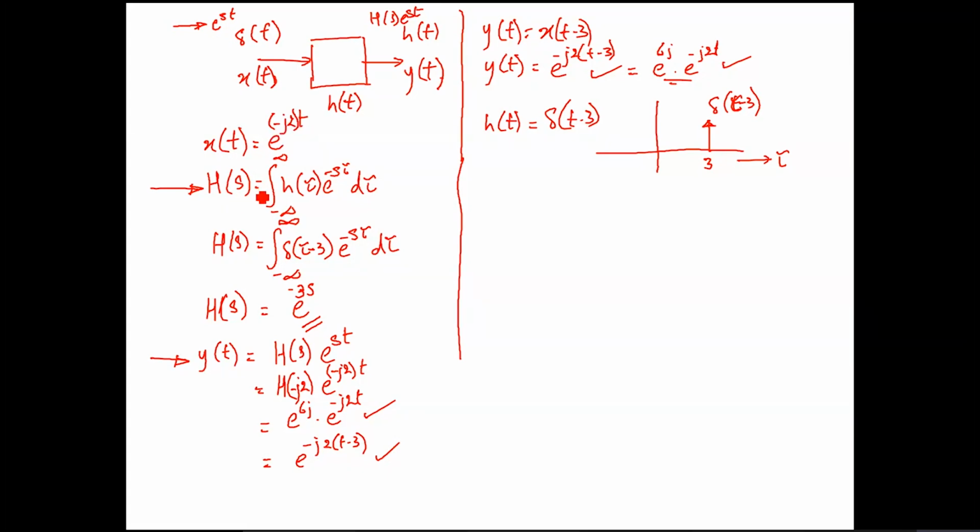So we need to find h of s. H of s came out to be e raised to power of minus 3s. So for e raised to power of st input, output is h of s e raised to power of st. If we replace s with minus j2, output comes out to be something like this. A very straightforward concept that we are going to use right here. Any confusions here?